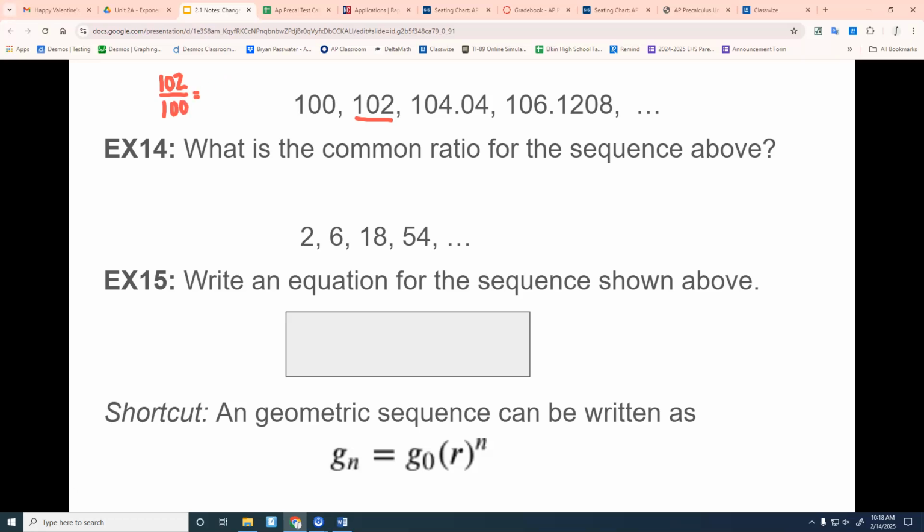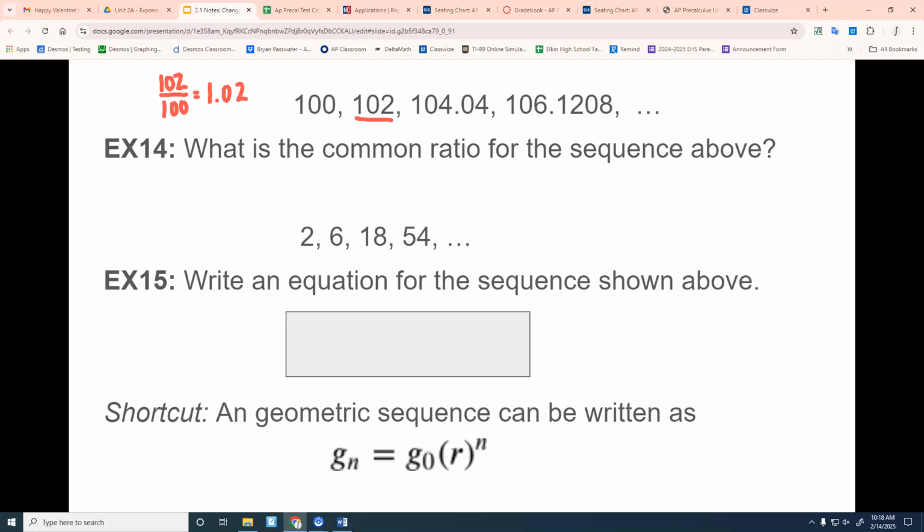Whenever we were doing arithmetic sequences, we subtracted it. We did the term minus the one before it. But with geometric, you want to divide. It's called the common ratio. Ratio is division, right? So that gives you 1.02.